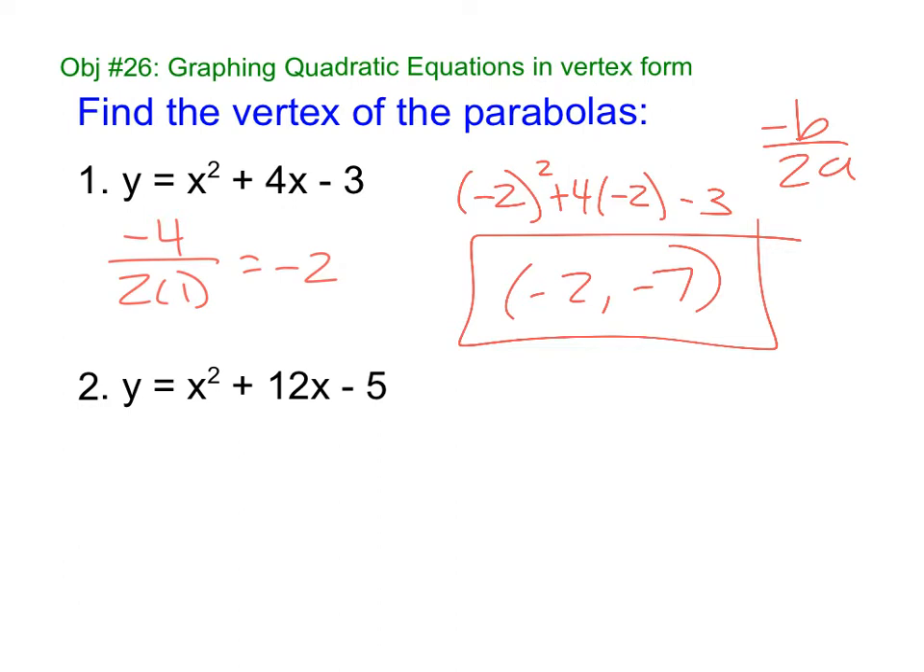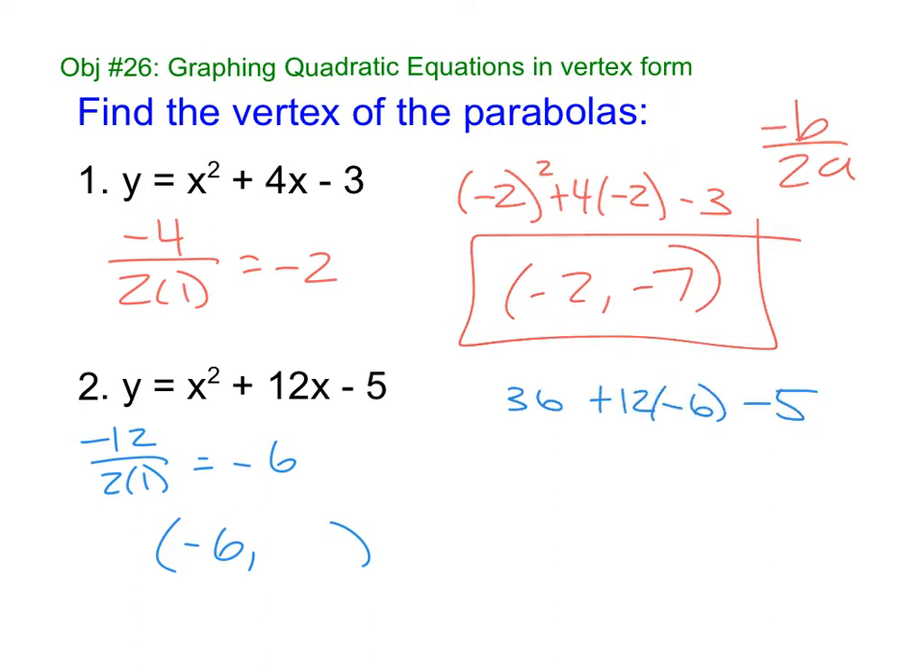Now do the other one. Again, pause and try it on your own. Negative b over 2a, that's negative 12 over 2 times 1 is negative 6. Plug in negative 6, and I get 36 plus 12 times negative 6 minus 5. Plug that in my calculator, and I got negative 41. So negative b over 2a, plug in, that gives us our vertex.